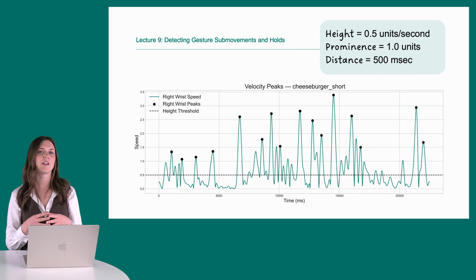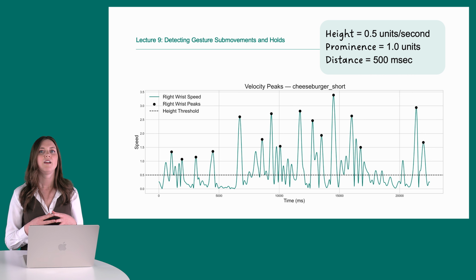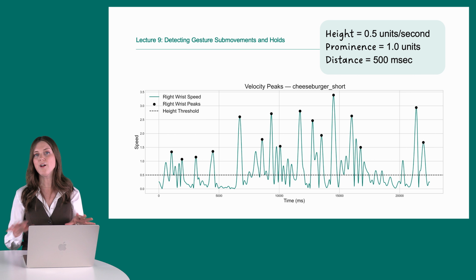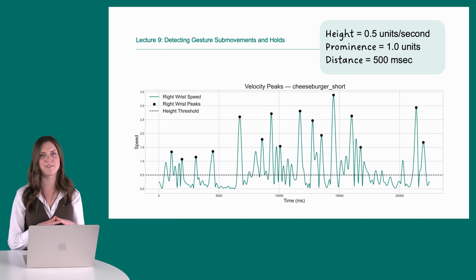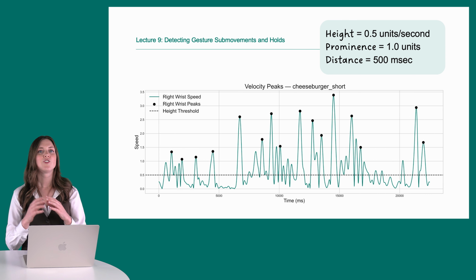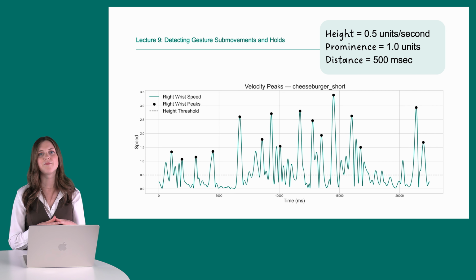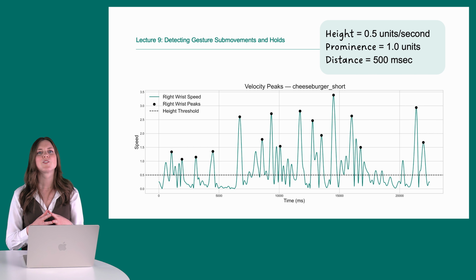This threshold is indicated by the horizontal dashed line, and you can see that there are no speed peaks below that line. We set prominence to 1, which means that the speed of the peak relative to the surrounding speed signal should be at least 1 unit per second faster. And the distance is set to 500 milliseconds, so two speed peaks shouldn't occur within the same half second. Using these parameters, we've identified quite a few speed peaks, but it's possible we're also missing some. So let's see what happens when we decrease our prominence threshold.